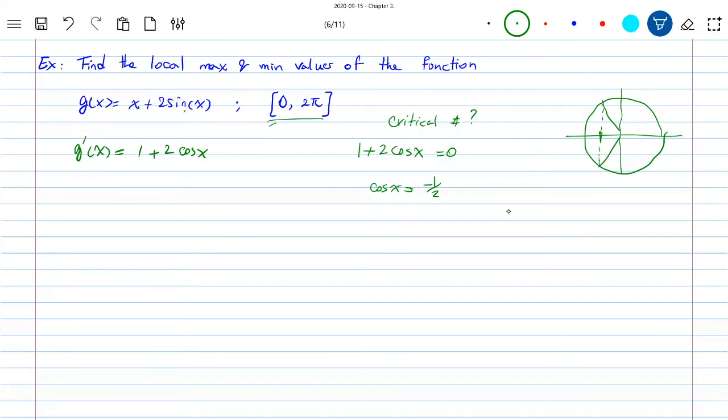But since the interval is given as 0 to 2 pi, you should write the angles between 0 and 2 pi. So one of the answers is 2 pi third. The other one is 4 pi third. You can represent the solution in another way as well, but this specific interval restricts you to write it only in this way. Okay, so we found the critical numbers.